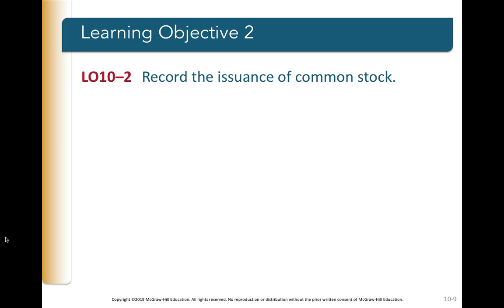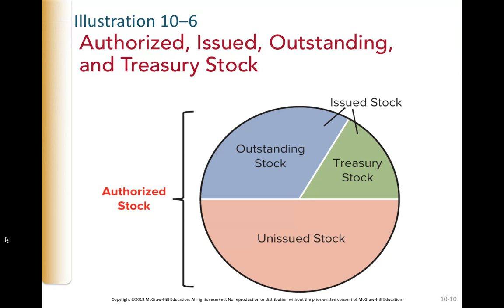Okay, we're back in Chapter 10, ACC 120 Financial Accounting, and now we're looking at Learning Objective 2, which covers the recording of the issuance of common stock. Now we have a bunch of different terms for stock. Authorized stock is all of these different ones. Between these, you're going to have issued stock and unissued stock. Within issued stock, you'll have outstanding stock and treasury stock.